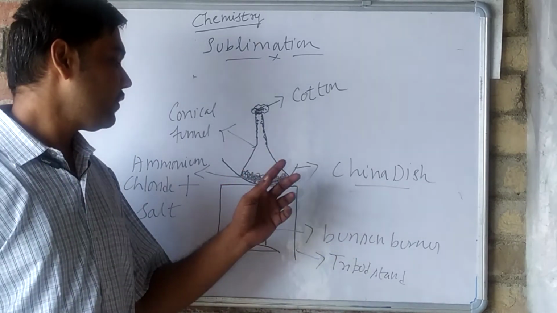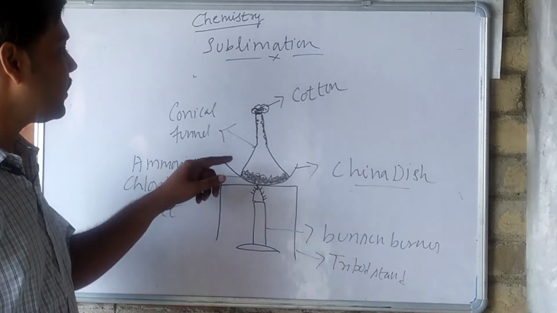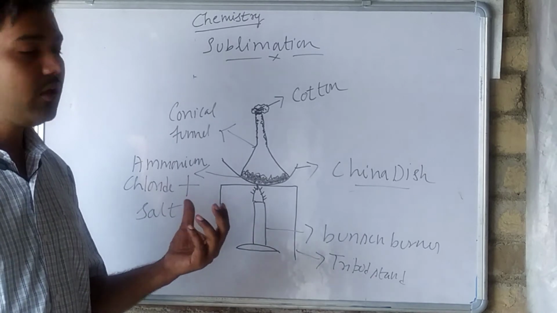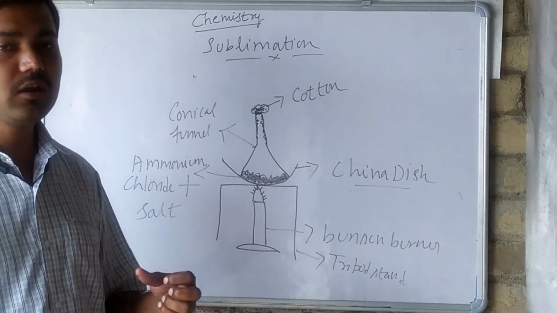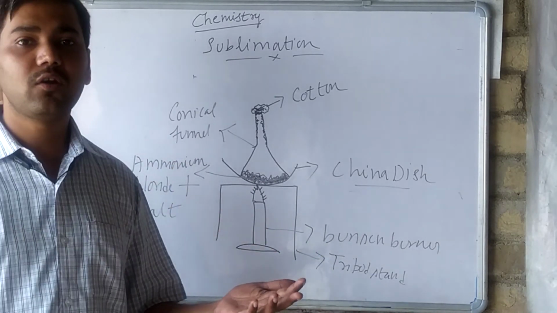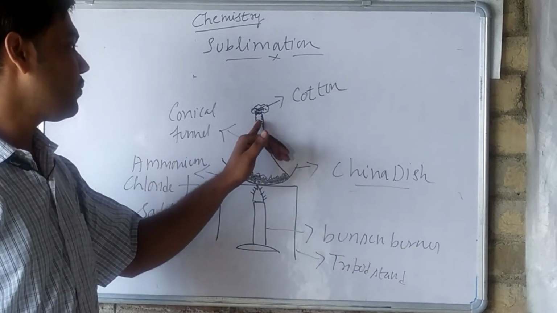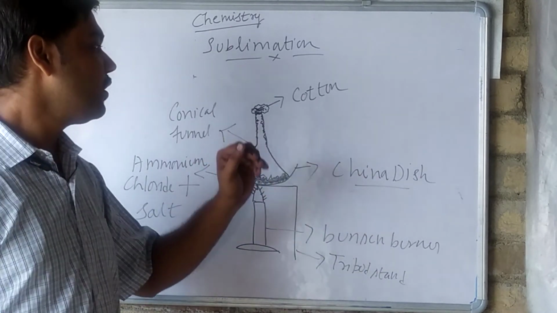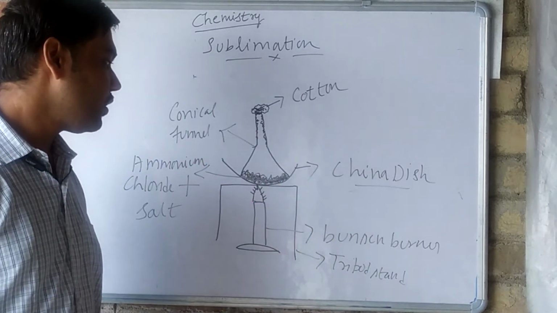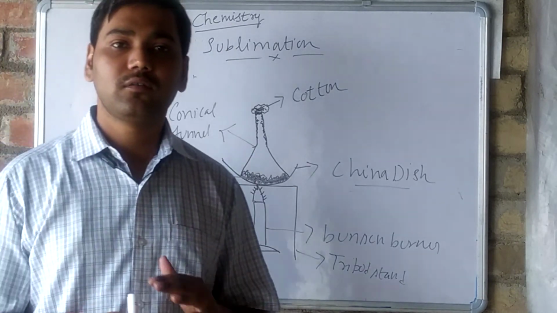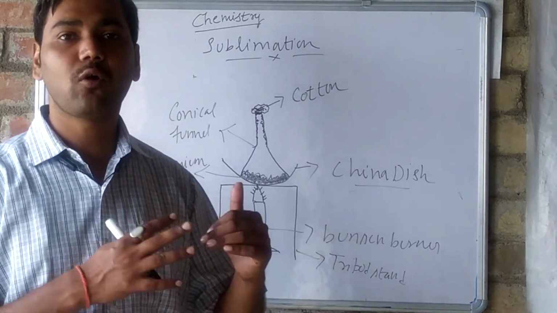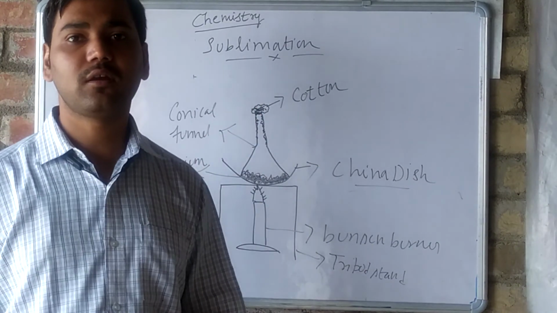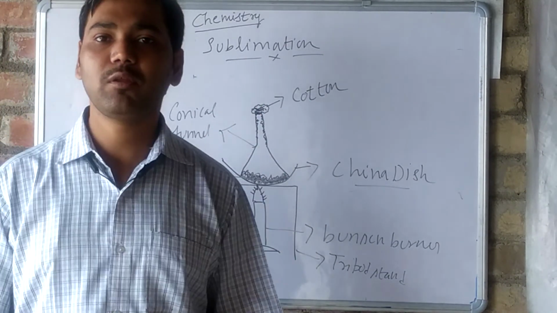Now as soon as we start heating we will see the fumes, the vapor of that ammonium chloride. Ammonium chloride will gain heat and directly convert to a vapor, and that vapor will stick on the mouth of the funnel and also on the cotton. So by this we have separated ammonium chloride from a salt solution by the process of sublimation. So this is the process of sublimation.